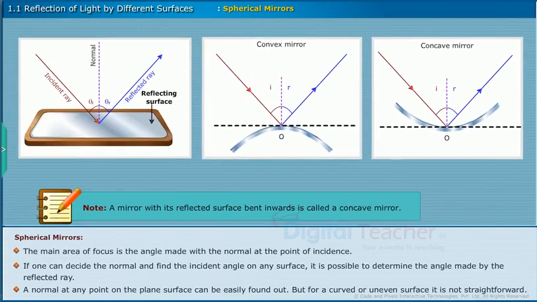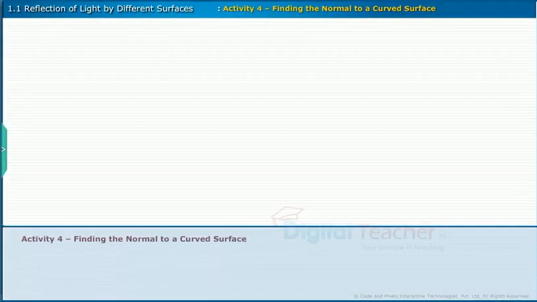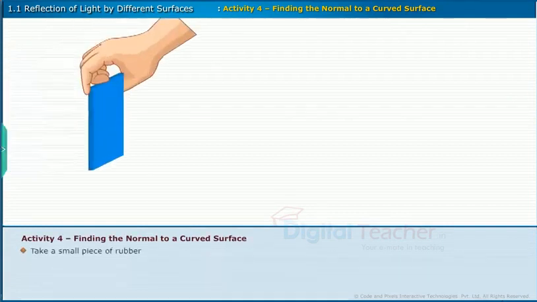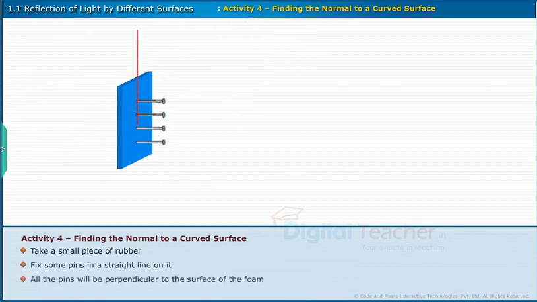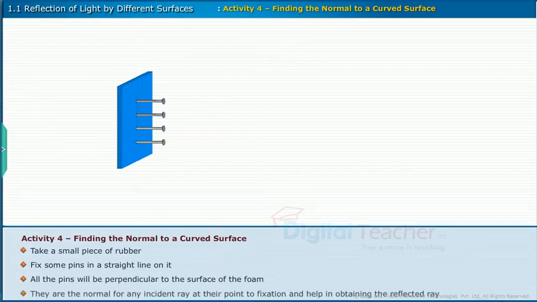Let us learn how to draw a normal on curved surfaces bent inwards and outwards respectively. Activity 4. Finding the normal to a curved surface. Take a small piece of rubber. Fix some pins in a straight line on it. All the pins will be perpendicular to the surface of the foam. They are the normal for any incident ray at their point of fixation and help in obtaining the reflected ray.